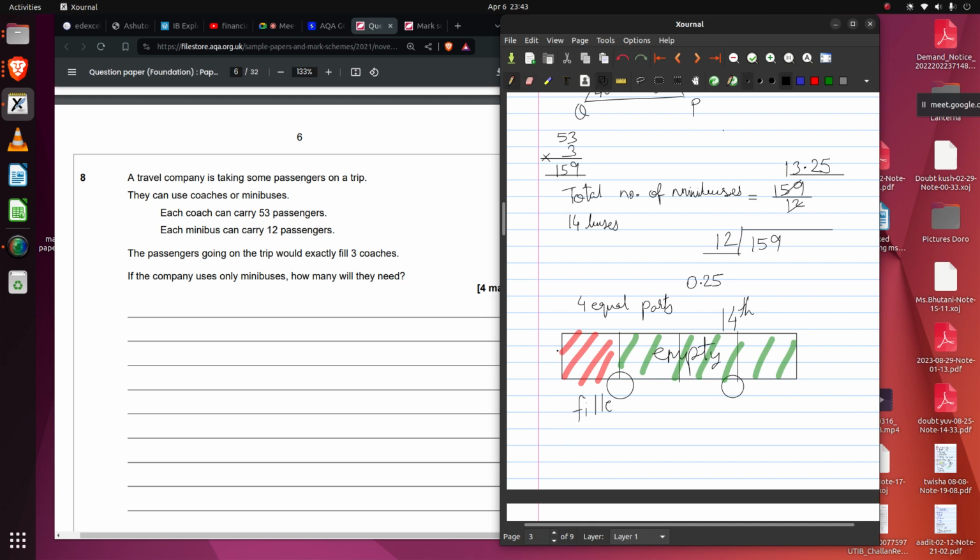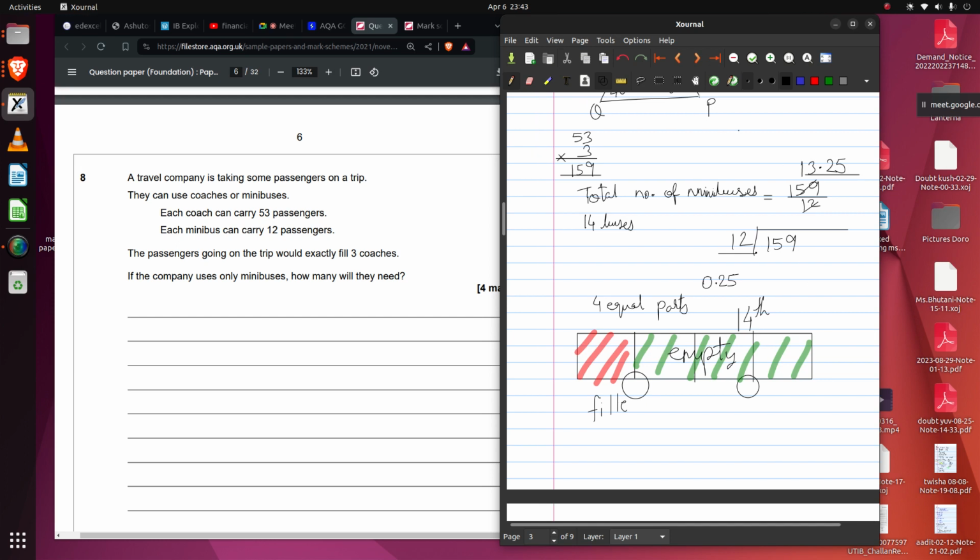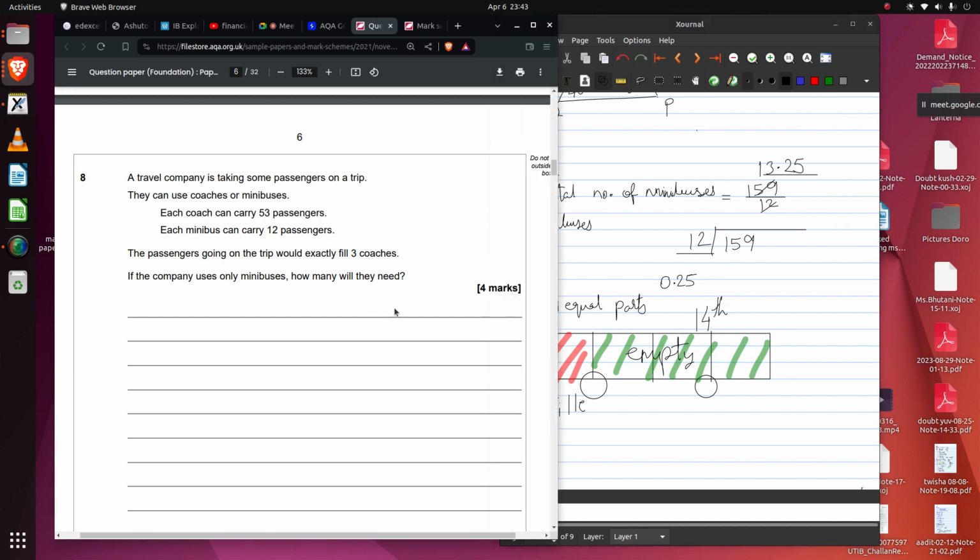So I have to take the 14th bus with me, no? Will I have to take it? Yeah. Okay. So the answer is 14 buses. Do you agree? Yeah?